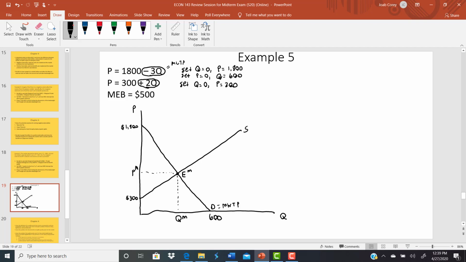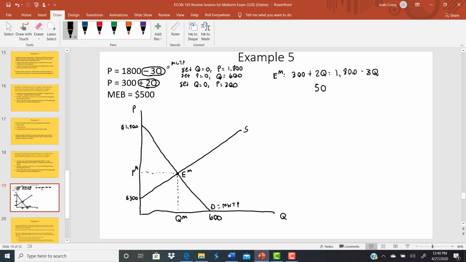Okay, so let's go ahead and solve for EM by setting supply equal to demand. So that's 300 plus 2Q is equal to 1800 minus 3Q. Now again, we need to go ahead and move all these Q's to one side. So we're going to add 3Q to the left side of that equation.